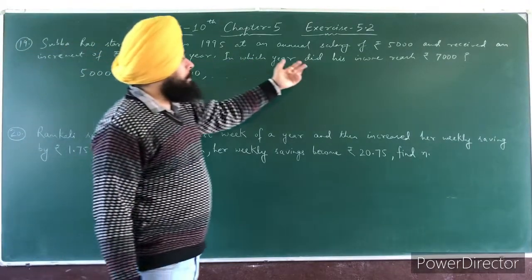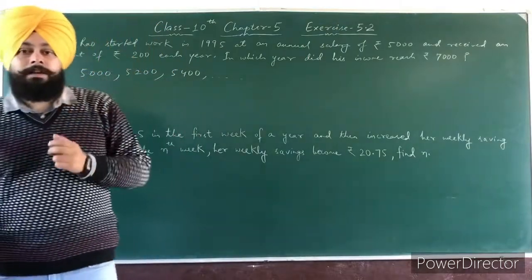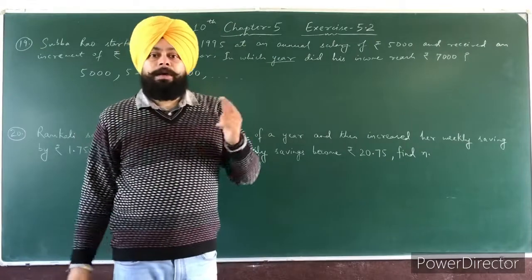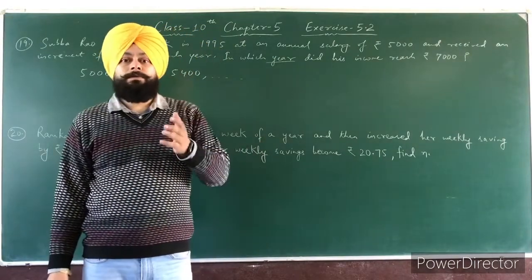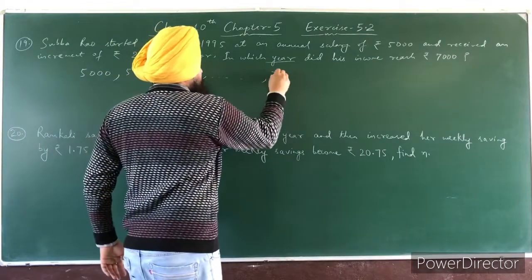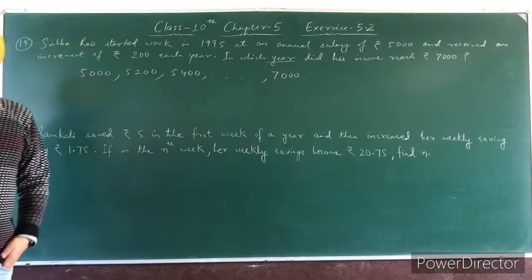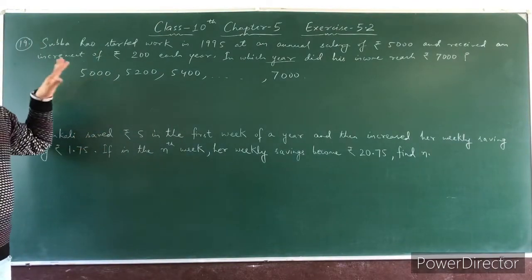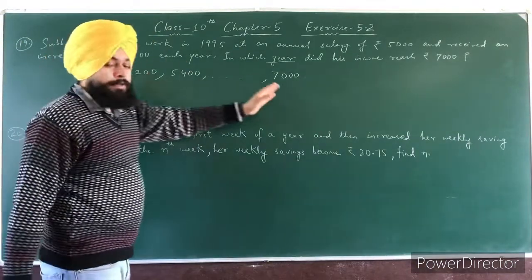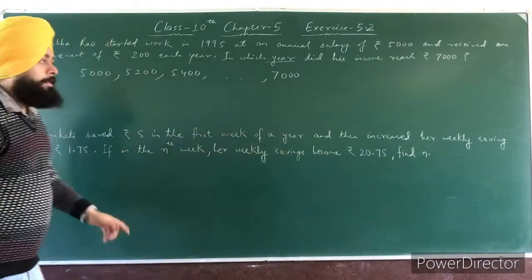So in which year did his income reach rupees 7,000? In the question I have asked in which year his salary reaches rupees 7,000. It means the last term is rupees 7,000. Clear students? So the first term is 5,000, the last term is 7,000. They asked in which year the salary will be 7,000. It means you will find here the nth year.